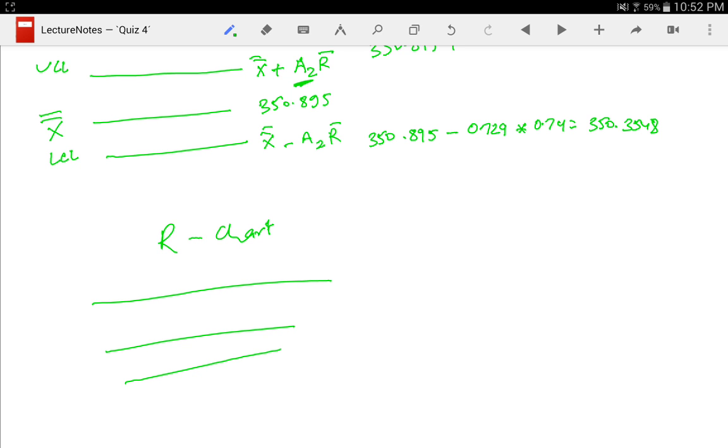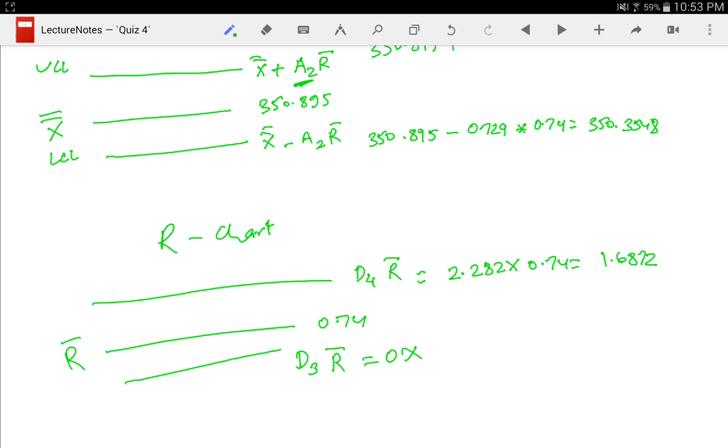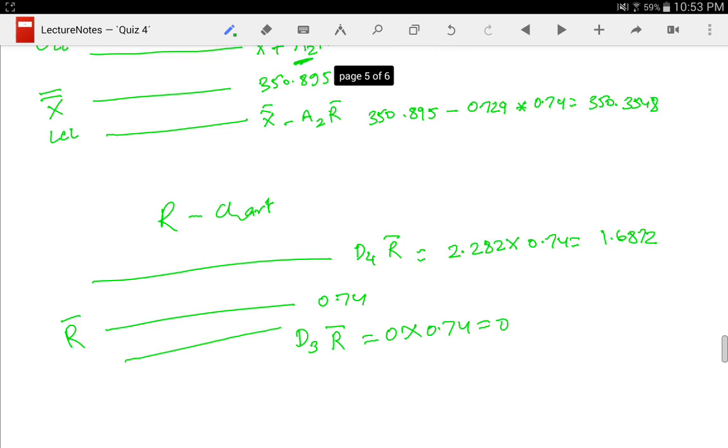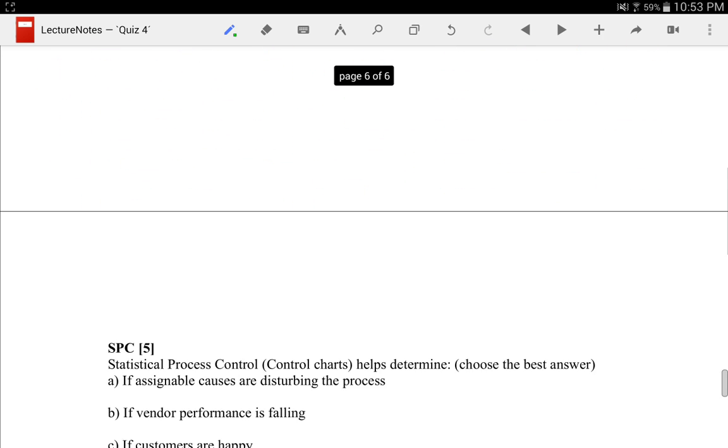Well, to get the R chart, again draw the 3 lines. This value is given by R bar. The R bar we got was 0.74. This is given by D4 R bar. The D4 again for n equals 4 is 2.282 multiplied by R bar of 0.74. I got this value to be 1.6872. Here D3 R bar, D3 is 0. 0 multiplied by 0.74 is 0. That's all there is to these X bar and R charts.